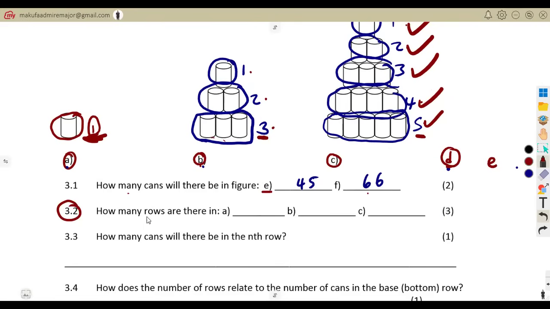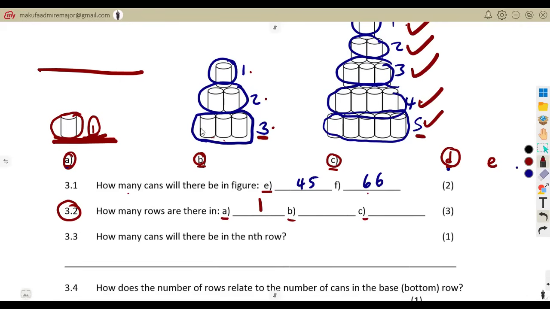3.2. How many rows are there in A, B, and C? In this A, B, and C. How many rows? Like this is a row. A row is like this. That's a row. So in the first one, how many rows? We just have one row.